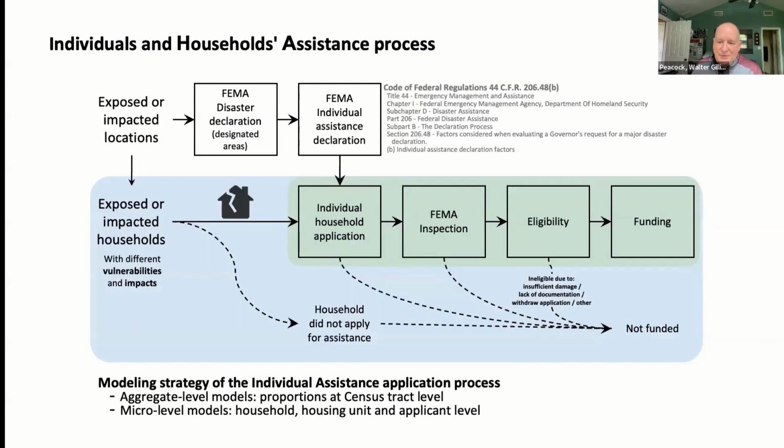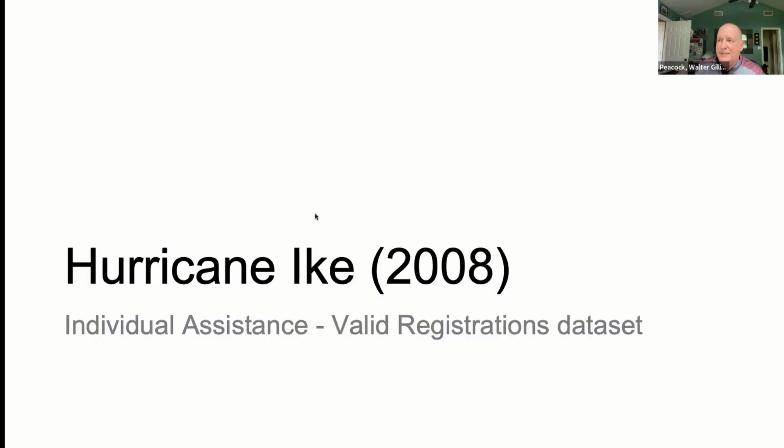The process is also critical. So we've got all the disaster declaration and stuff, but we're modeling everything in blue and green. And we're modeling it at the aggregate level as well as at the individual level. So first of all, who or what proportion of households are applying? And then at the aggregate level as well, that process of inspection, eligibility, and funding. And then at the individual level, we're modeling the stuff in green as well. So we're doing both aggregate level fund modeling as well as individual or household level modeling of funding.